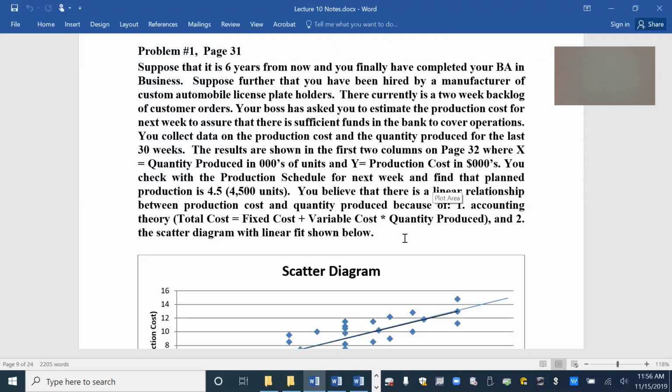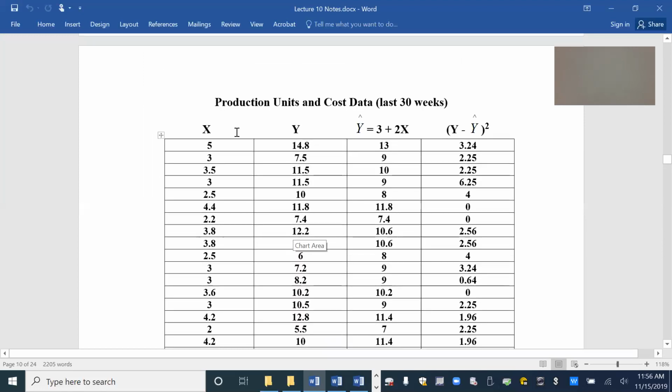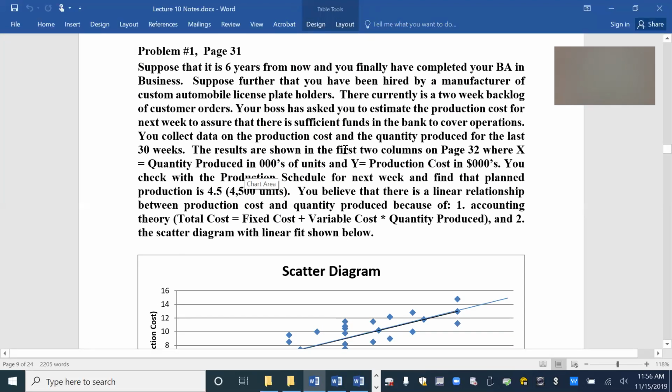And you also take a look at the quantity you produced over those last 30 weeks. I've supplied that data for you on page 32. So I produced 5,000 units. These are in thousands, and it cost me $14,800. And I produced 3,000 units. It cost me $7,500, and so on for the last 30 weeks. And so you ask me to forecast the cost of production next week.